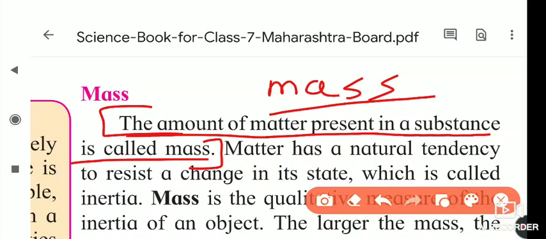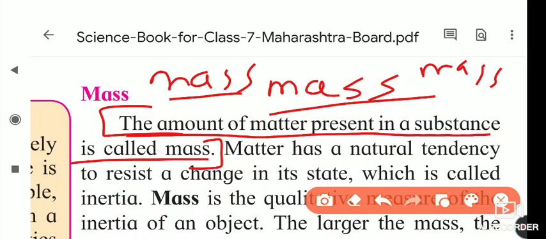Suppose there is one brinjal, how much matter is present in that one brinjal, that is its mass. If you take the example of your mobile in your hand, how much matter is present in that mobile is its mass. So mass is different and weight is different. How, I will explain to you forward. First understand matter.